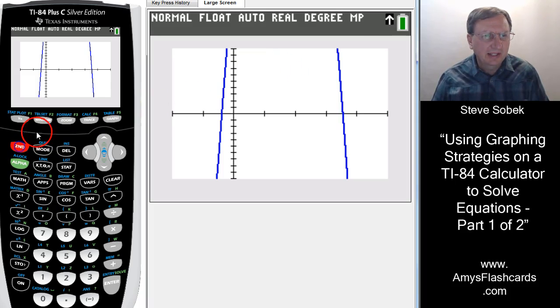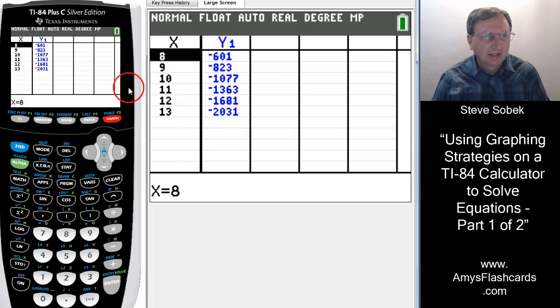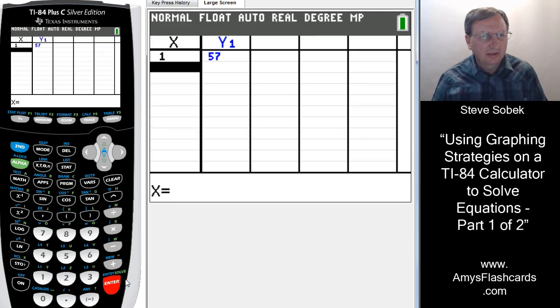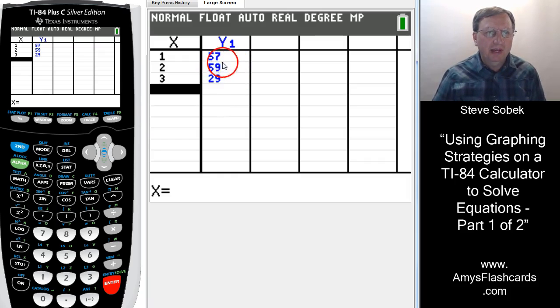All right, so we're going to hit second table. Let me delete these values that were here from the last video. All right, let's start substituting some values for x. The x represents time in seconds. So after 1 second, we've reached a height of 57 feet. After 2 seconds, 59 feet. 3 seconds, 29. It's coming back down. So it's probably going to max out somewhere near 59, maybe low 60s.